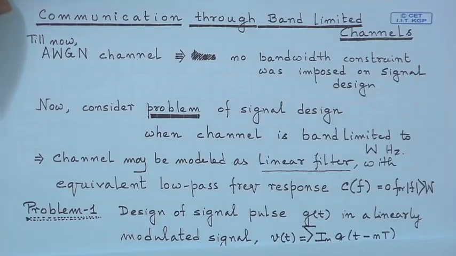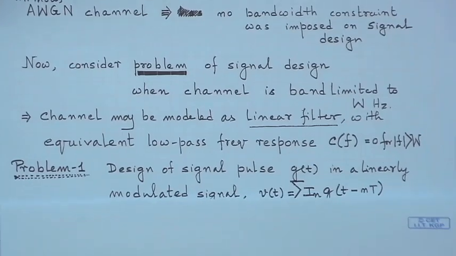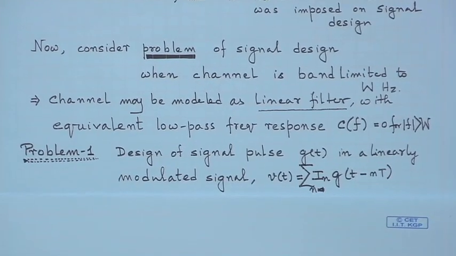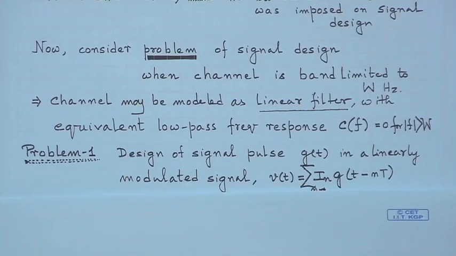The first problem that we will encounter is to design the signal pulse g of t, which we have not paid much attention to other than being given a particular signal pulse. If you remember, at some point we stated that the pulse shape be rectangular. At other places we said that we consider a half sinusoid, generally the MSK situation. Here we say that given certain restrictions, can we find the pulse shape g of t.